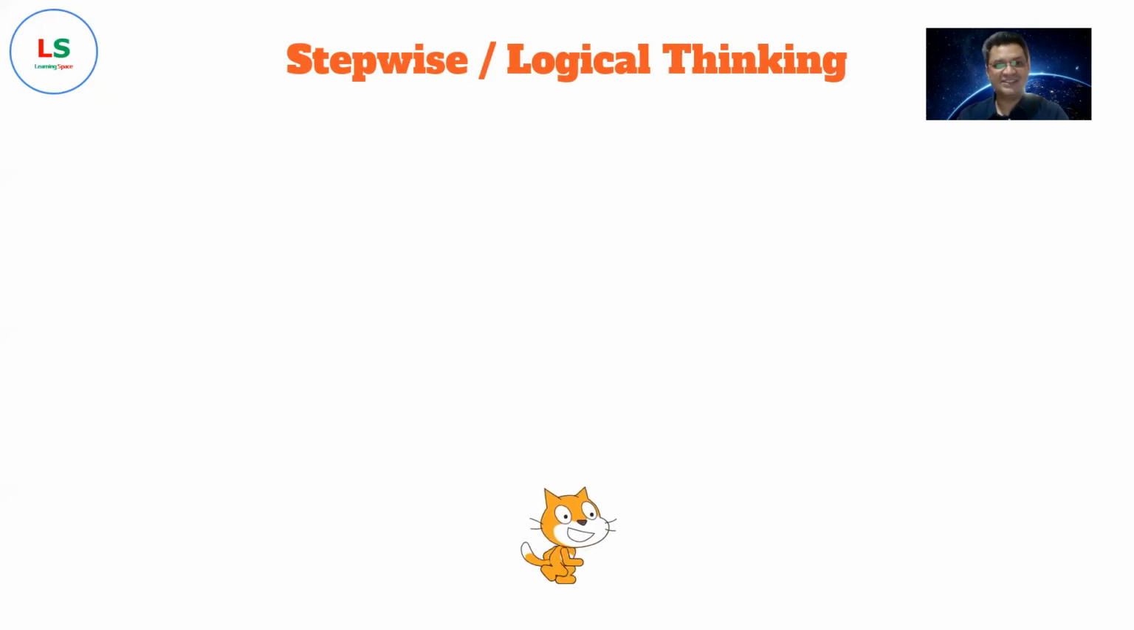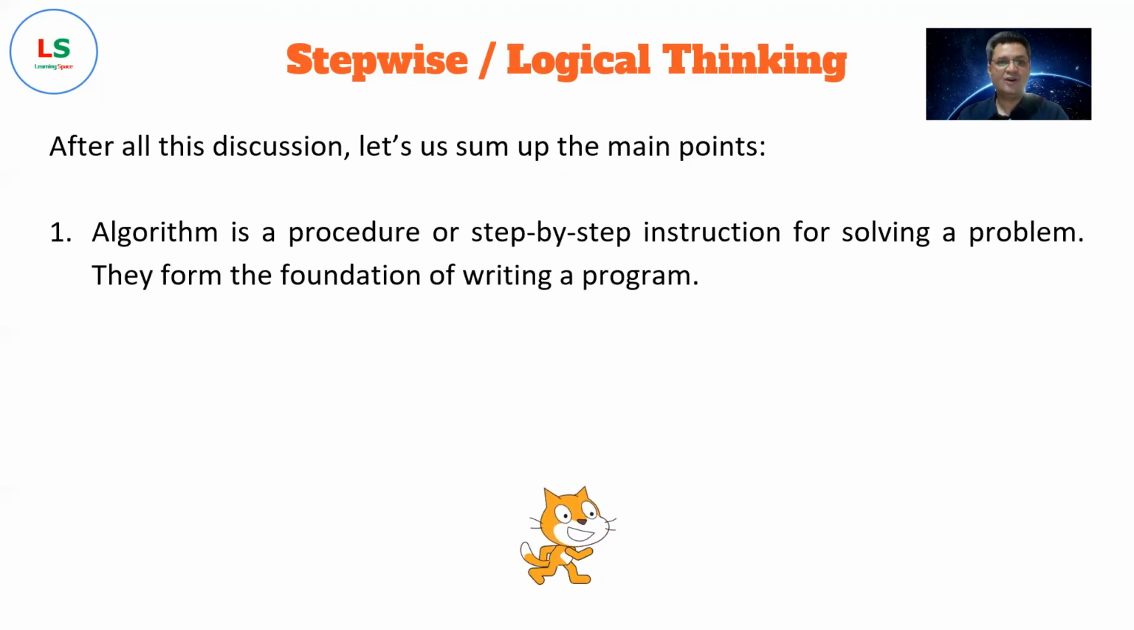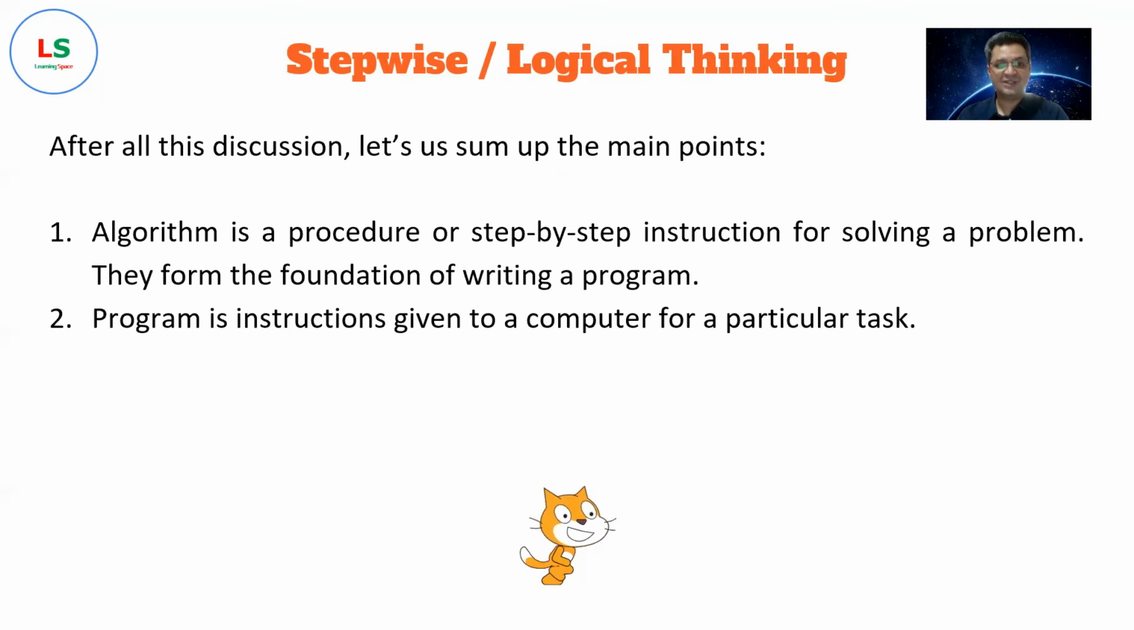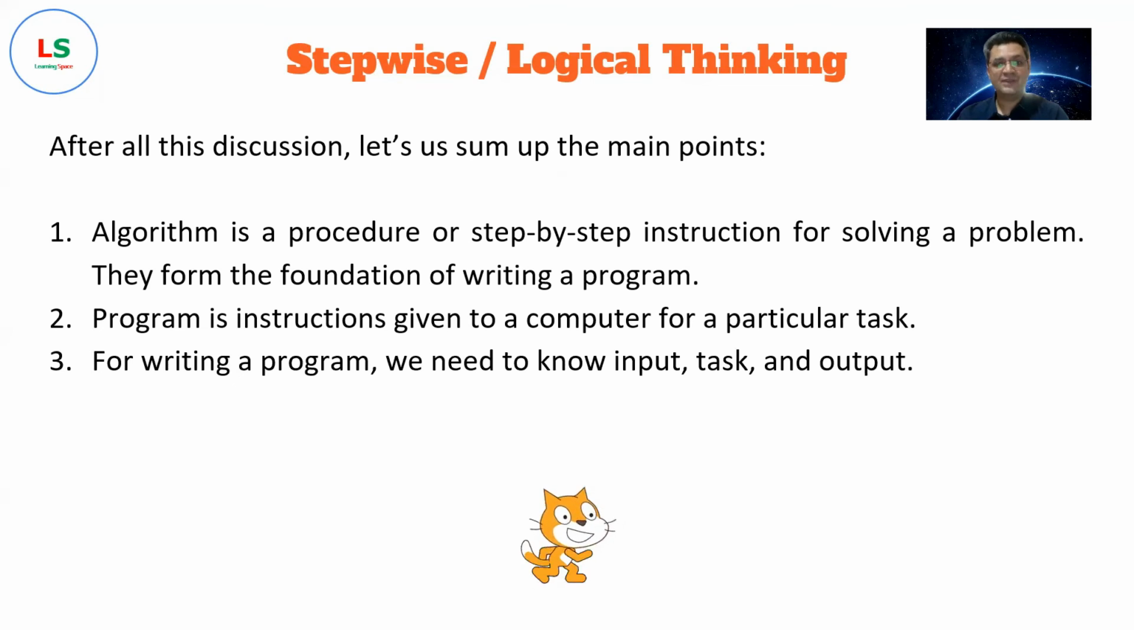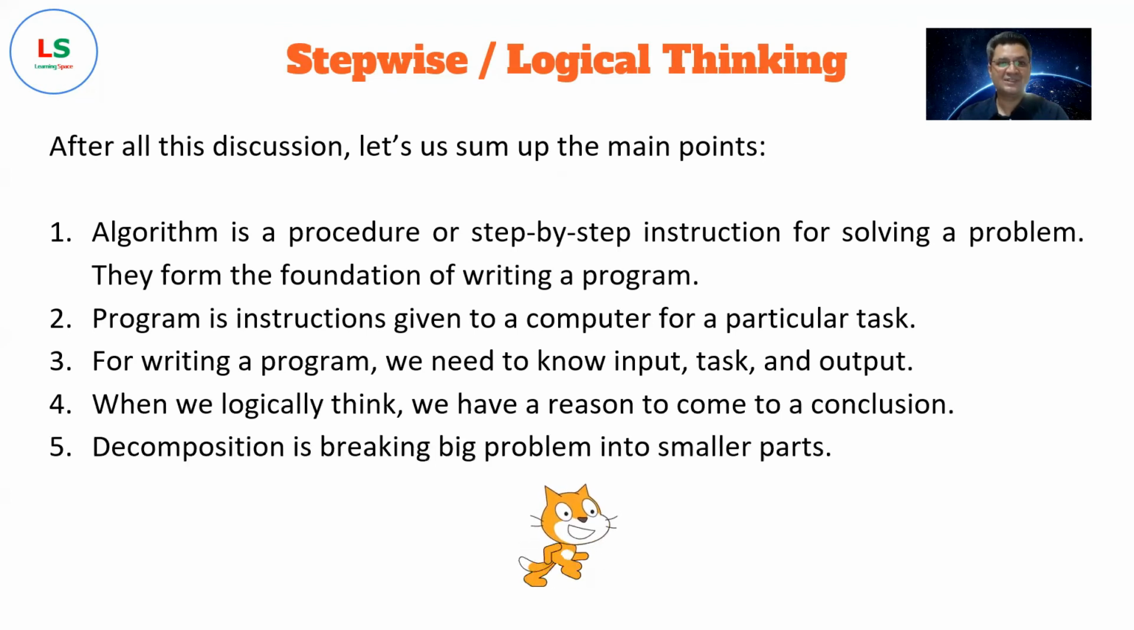After all this discussion, let's summarize the main points. Algorithm is a procedure or step-by-step instruction for solving a problem. They form the foundation of writing a program. Programs are instructions given to a computer for a particular task. For writing a program, we need to know input, task, and output. When we logically think, we have a reason to come to a conclusion. And lastly, decomposition is breaking a big problem into smaller parts. With this, we complete the basics we had to know for learning Scratch.